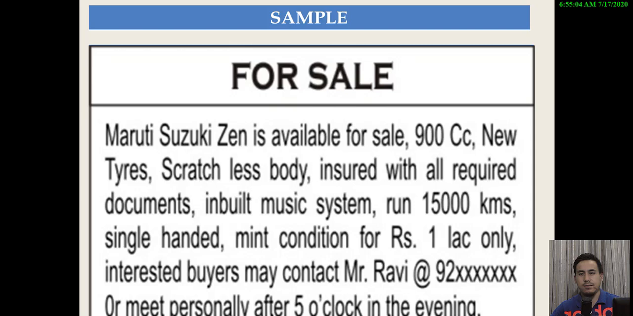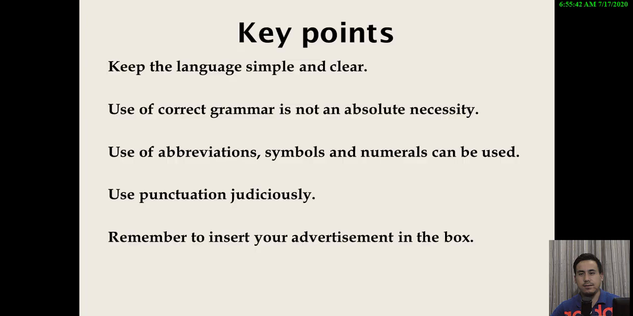Maruti Suzuki Zen is available for sale, 900cc, new tires, scratchless body, insured with all required documents, inbuilt music system, run 15,000 kilometers, single-handed, mint condition, for rupees 1 lakh only. So here again, all the relevant informations are added. If you look again at the word scratchless, it should be together, not scratch-less, but scratchless body.